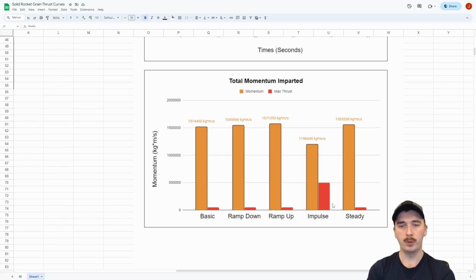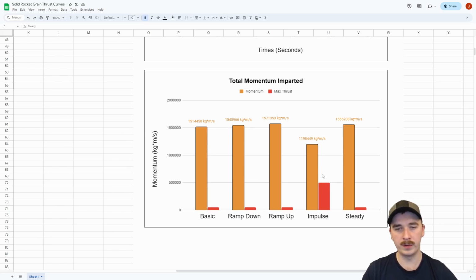The other thing that's important to look at is the total amount of momentum that each of these different fuel grains imparted on our test stand. So momentum can be thought of as force times time. It can also be thought of as mass times velocity. And you'll notice that these fuel types really aren't different. Basic, ramp up, ramp down, and steady all pretty much have the same momentum. Slight variations that I think are mostly due to error, but they're all relatively constant.